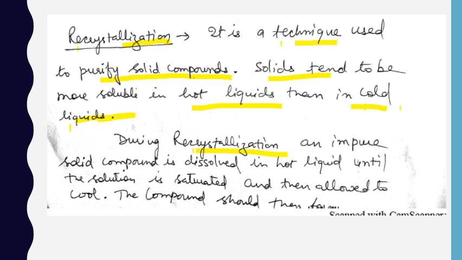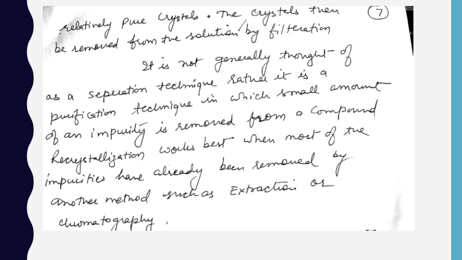During recrystallization, the impure solid is dissolved in the hot liquid. If it is soluble in the hot liquid, it is dissolved until the solution is saturated. Again, we add the impure solid compound to a solvent, form the saturated solution, and allow it to cool. After cooling it forms crystals, pure crystals we get. The crystals are then removed from the solution by filtration.